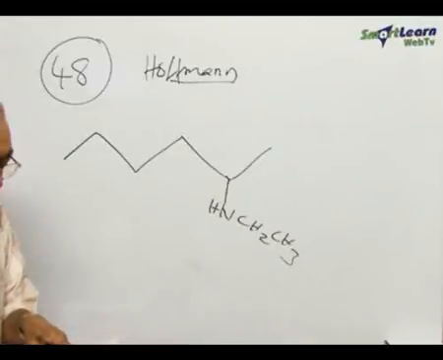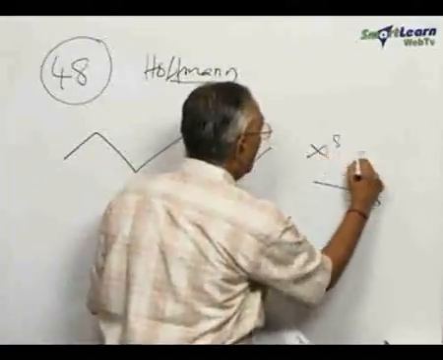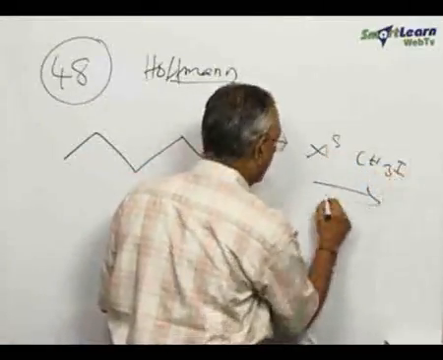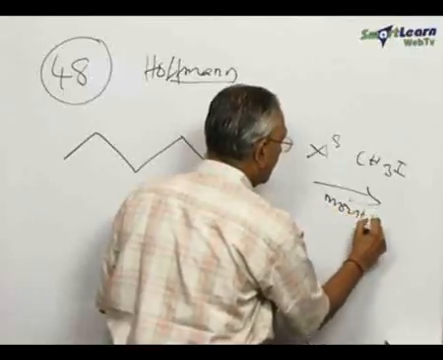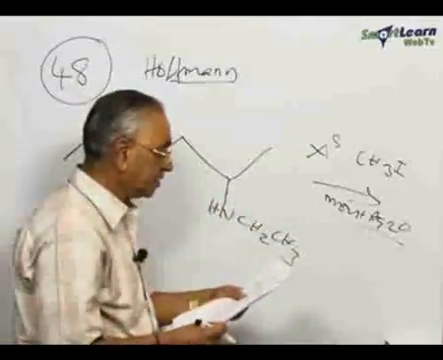It is treated with excess methyl iodide, and then moist silver oxide and heat. Moist silver oxide and then heat. That is actually the question that is given. It is subjected to heating.